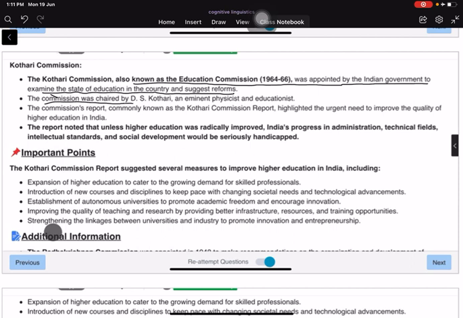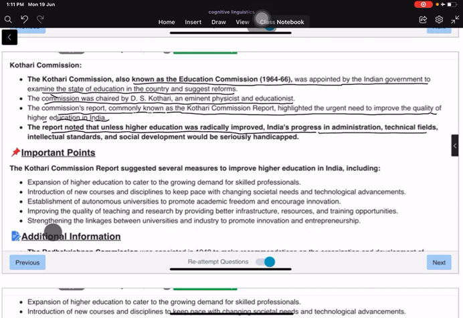The commission was chaired by D.S. Kothari, an eminent physicist and educationist. The commission's report, commonly known as the Kothari Commission Report, highlighted the urgent need to improve the quality of higher education in India. The report noted that unless higher education was radically improved, India's progress in administration, technical fields, intellectual standards, and social development would be seriously handicapped.